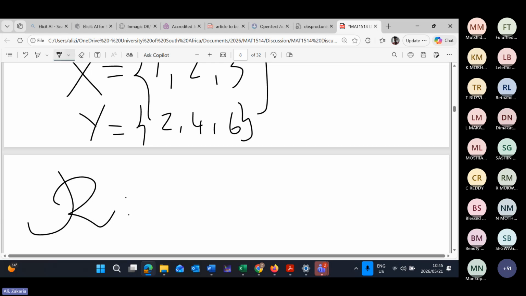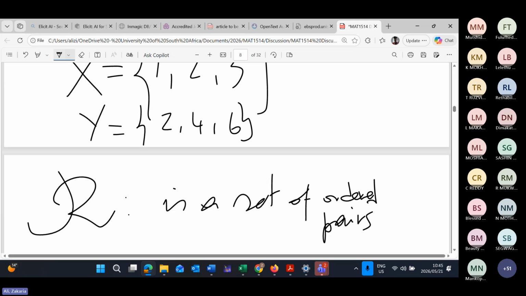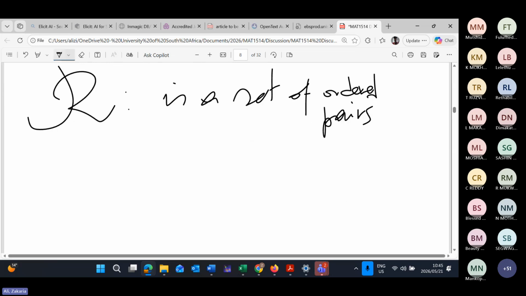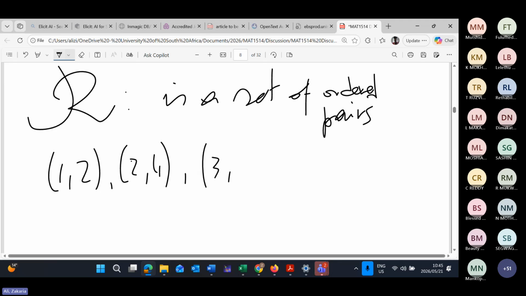A relation is a set of ordered pairs. So it is a set of those pairs that are ordered. I have already seen what a pair is. In this set X and Y, if you take the element 1 and 2, that is a pair. Is 2 and 4 a pair? Or 3 and 6 is also another pair? So this is a set. This set has pairs, and those pairs are ordered, put in an order.